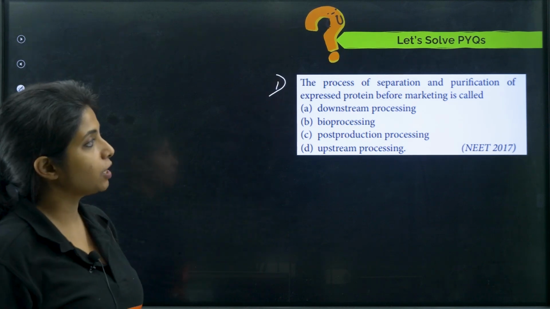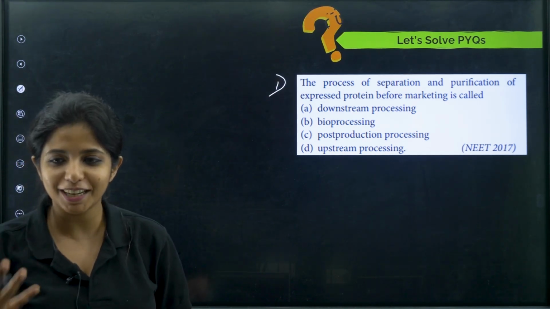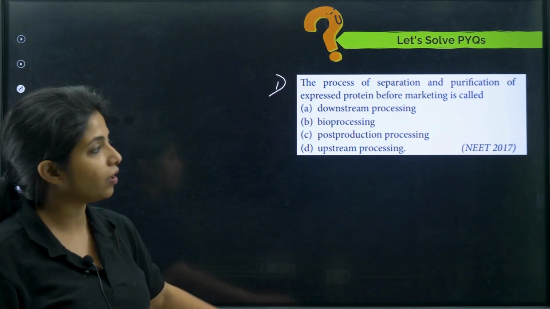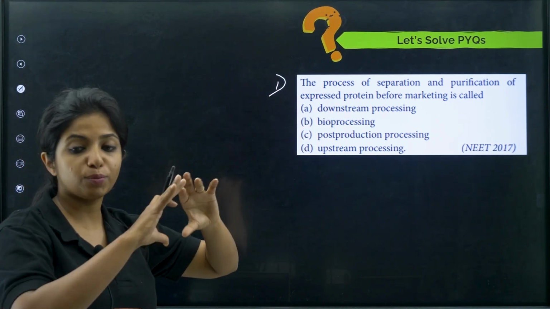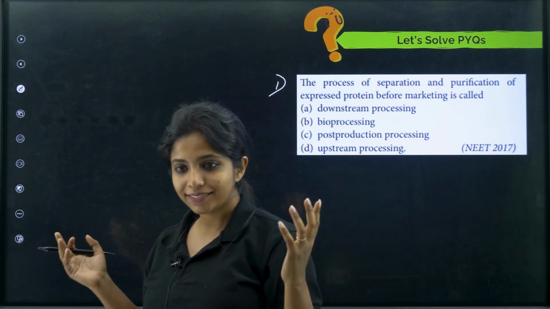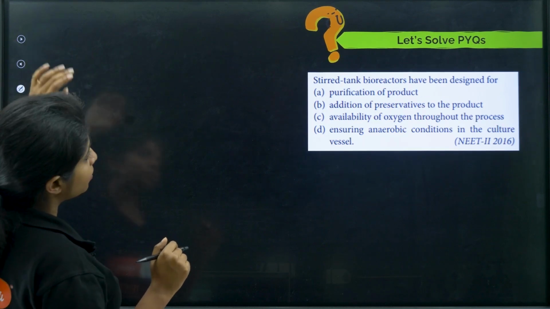The process of separation and purification of expressed protein before marketing is called what? Tell me, children. NEET 2017 question. Can you imagine this easy question? If you're not aware of downstream processing, if you have missed that part of the NCERT textbook, it becomes a huge loss. And if you have read it, then you know the answer. This is the first question. Please tell me the answer.